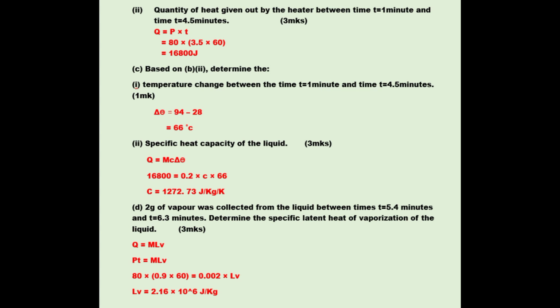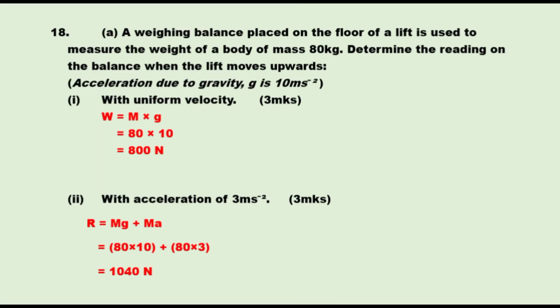The heat gained to vaporize is normally given by MLV. That means heat supplied PT equals heat gained MLV. Mass is already 0.002 because you have 2 gram. You convert to SI units, 0.002 kilogram times LV. Then you get the value of specific latent heat of vaporization is 2.16 times 10 raised to power 6 joule per kilogram. So let's go now to the last question, question 18.